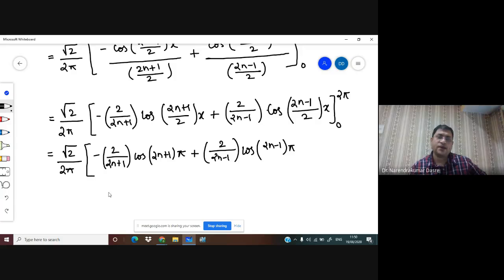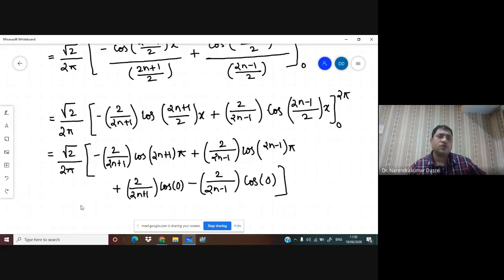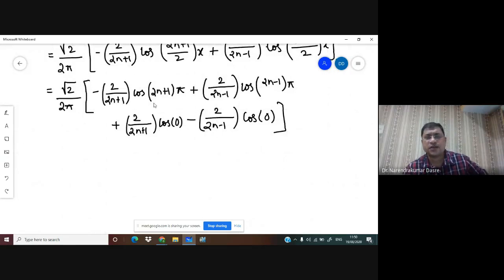Now apply the lower limit 0. So minus minus will become plus 2 upon 2n plus 1, and this is cos of 0. This will become minus 2 upon 2n minus 1, and this will be cos of 0. Okay. Now we have to think about what is cos of 2n plus 1 pi, and what cos of 2n minus 1 pi will be.